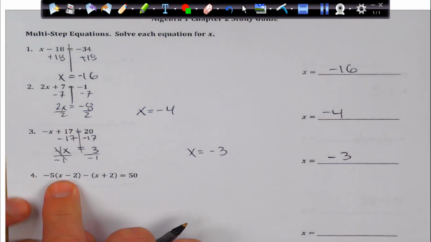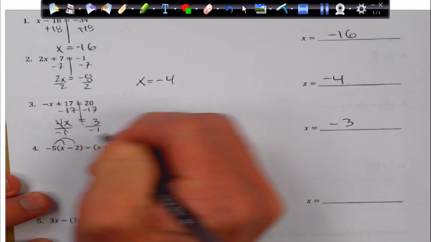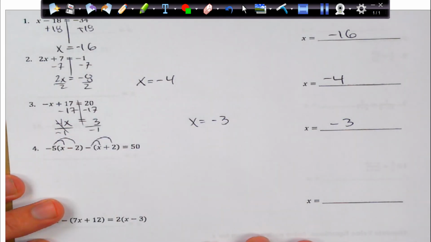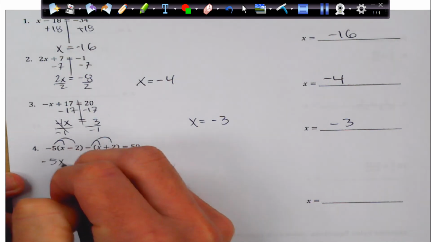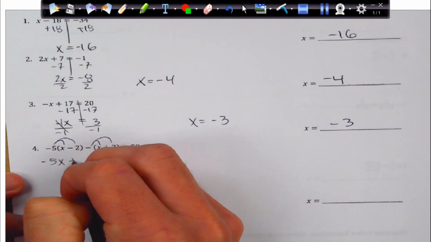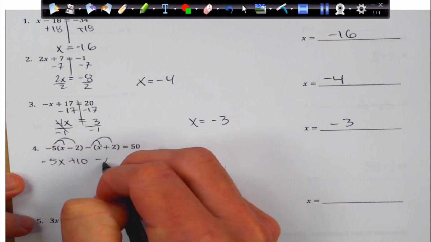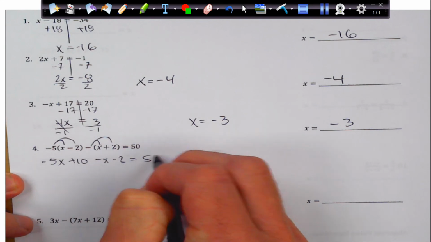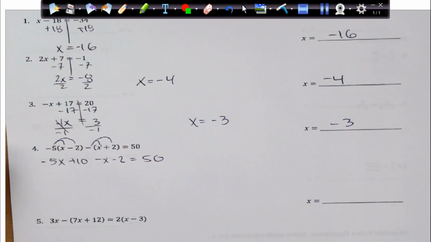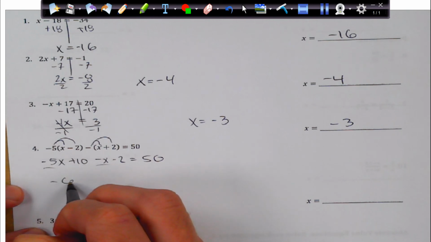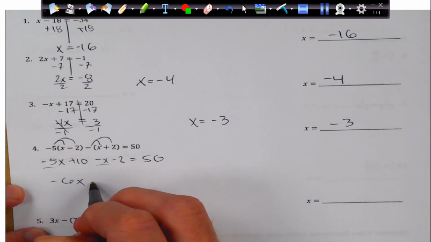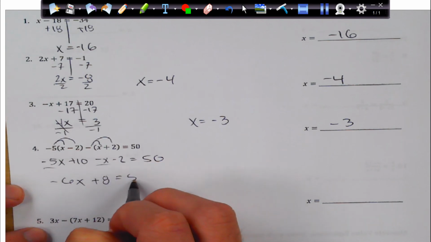So here we have to distribute the negative 5, and we also have to distribute this negative 1 that's also occurring. And so we're going to get negative 5x. Negative times a negative is a positive 10. Negative x and negative 2 equals 50. So next I want to combine my like terms. And so when I combine my like terms, I'm going to get negative 5x and negative x, which gives me negative 6x. And 10 and negative 2, different sign, take the difference. That's going to be a positive 8 and equals 50.